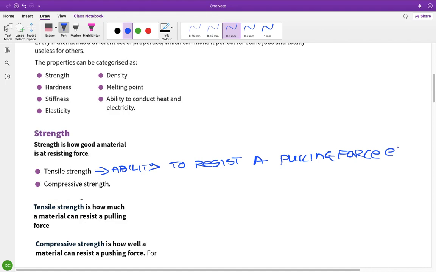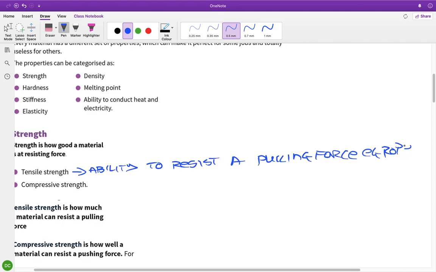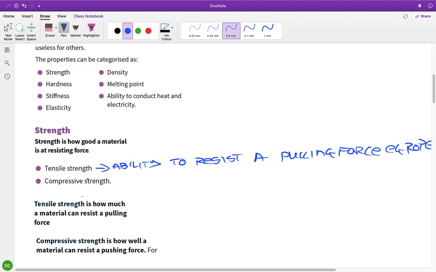Something that would have tensile strength would be a rope. If you're going to hang off a cliff and use it to abseil down the side of the cliff, you'd want it to be pretty strong in terms of you pulling on it. So you want it to have a really high tensile strength so that it would hold you. Or if they're using ropes on building sites to lift up bits of steel or large window panes, the ropes would want to have a pretty high tensile strength. And then compressive strength is the ability to resist a pushing force.